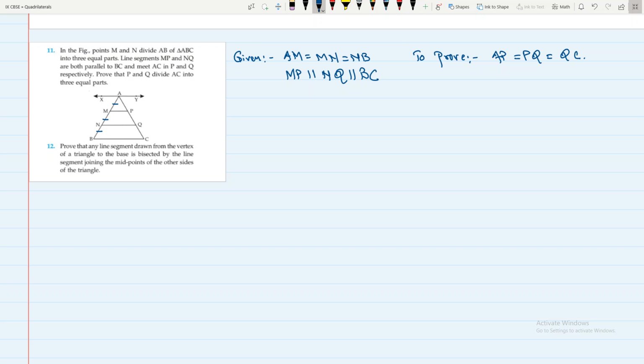about line XY? Is there any mention of line XY in the question? No, right? So, in construction, you have to mention XY. Although it is not dotted, फिर भी उसको mention करना ज़रूरी है. Draw XY parallel to MP parallel to NQ parallel to BC. ठीक है, XY को हमें draw करना है passing through A.